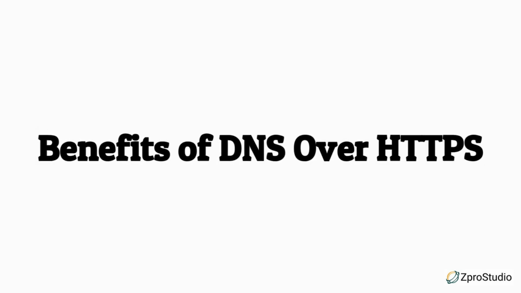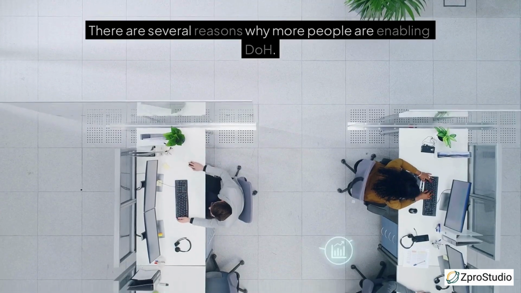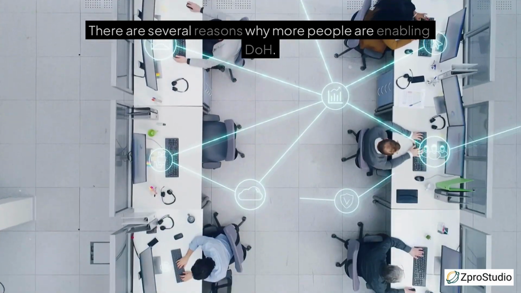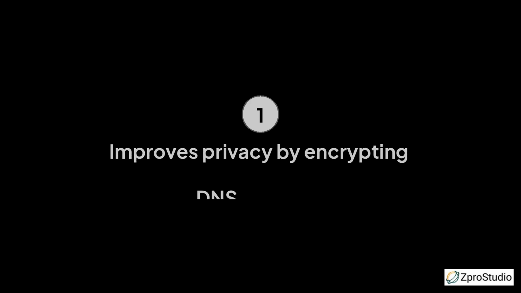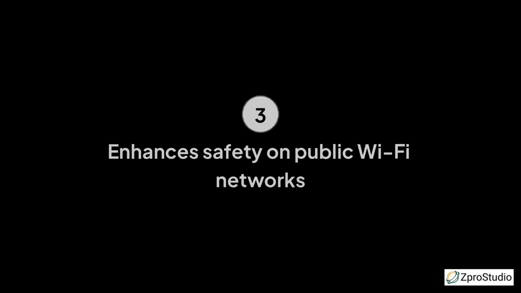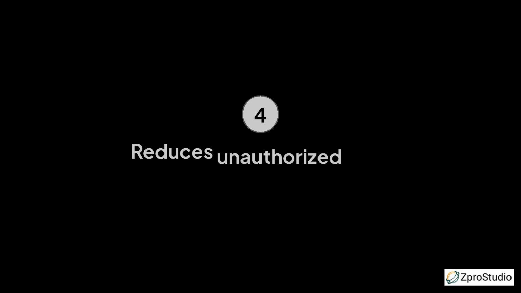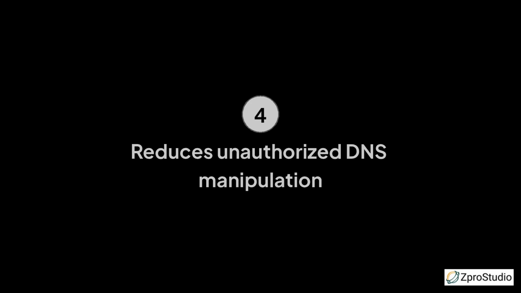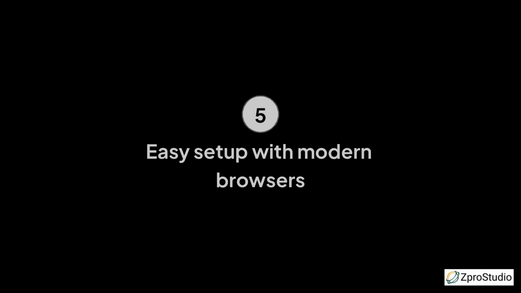Benefits of DNS over HTTPS. There are several reasons why more people are enabling DoH. First, it improves privacy because your DNS requests are encrypted. Second, it provides better protection against DNS spoofing and man-in-the-middle attacks. Third, it makes browsing on public Wi-Fi much safer. Fourth, it reduces unauthorized DNS manipulation performed by some networks. And finally, modern browsers make it easy to use trusted DNS providers without installing extra software.